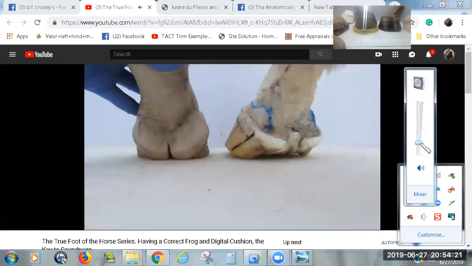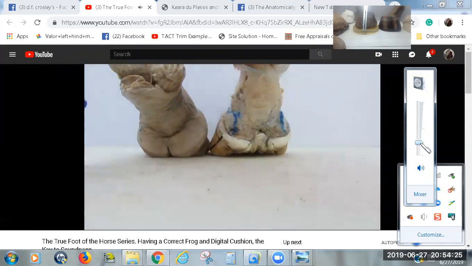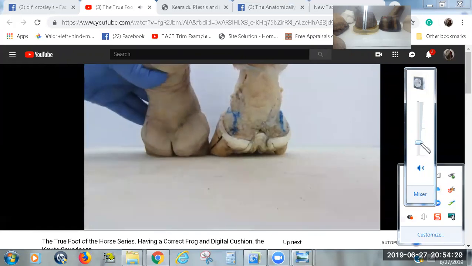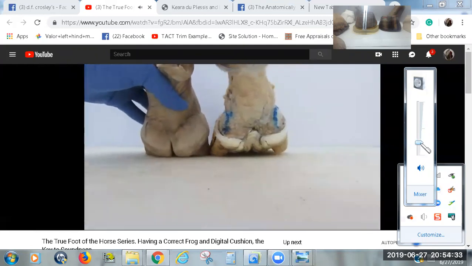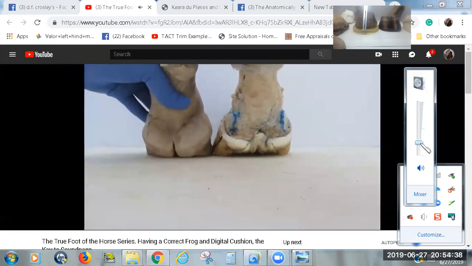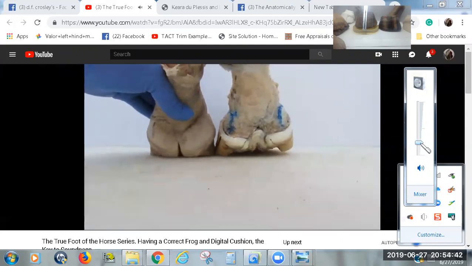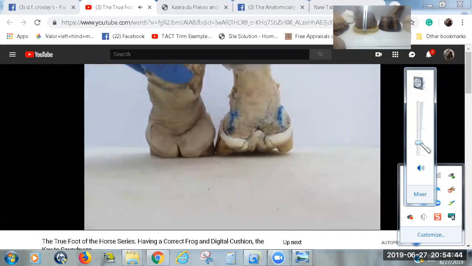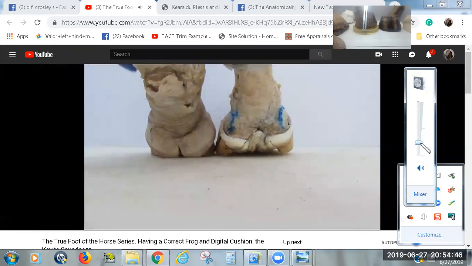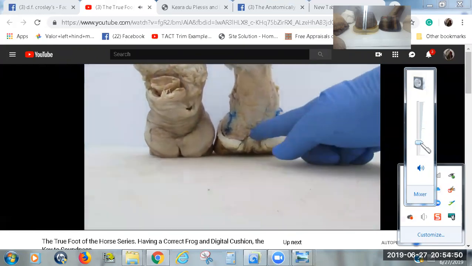Now, here you got two feet. I need something to hold this one foot up, I think. Oh, maybe not. Maybe it'll stay up. Okay, this foot here has no frog stay. Most barefoot trims trim the heels so low. See how the heels are just right on the ground there? Most barefoot trims trim the heels so low that it strips this frog stay right here out of the foot.